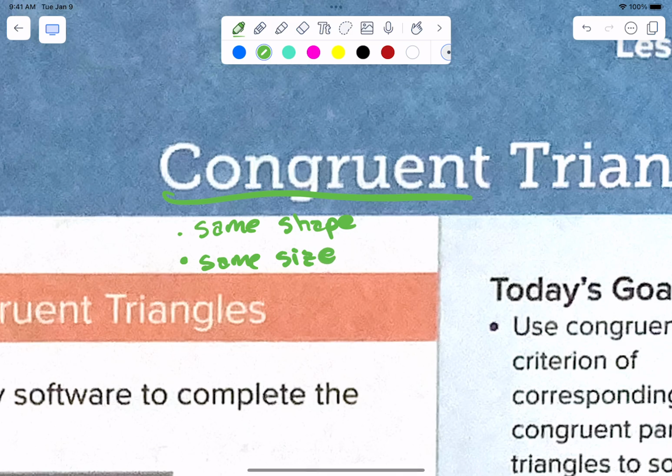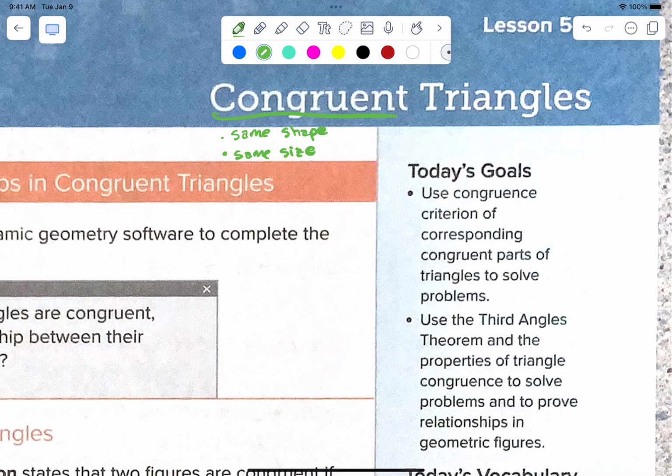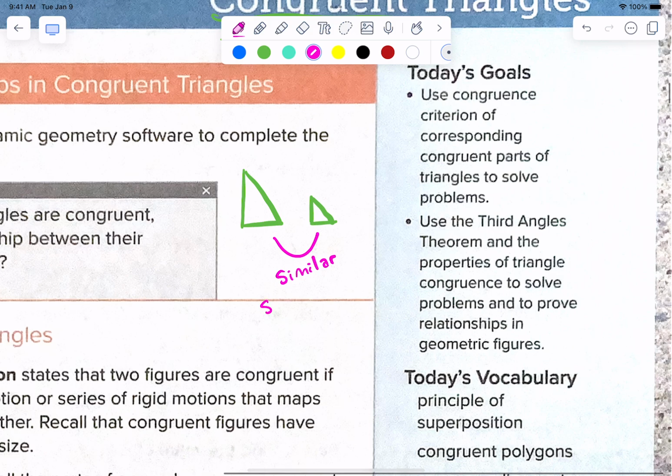Now, you can have two things that are the same shape, but not necessarily the same size. For example, let's say I have a triangle here, and let's say I have a triangle here. Those are the same shape, but they're not the same size. Those are not congruent. Do you remember what they are called? Similar. They are similar triangles, which we will get to eventually. Those are similar triangles, but they are not congruent triangles. Congruent means same shape, same size. Similar means same shape, different size.